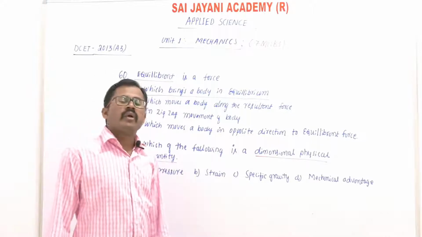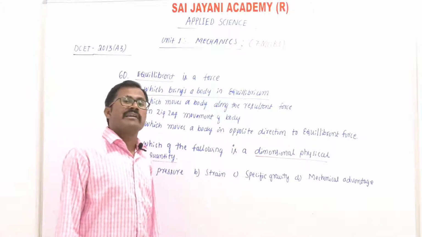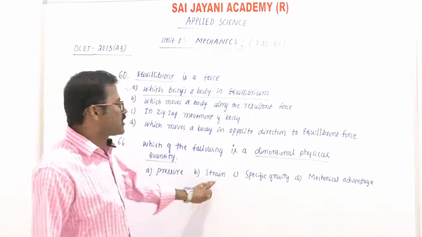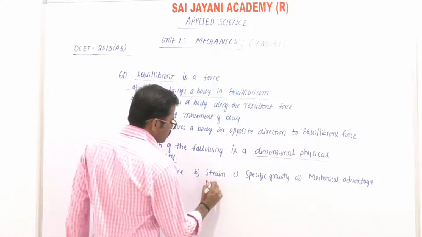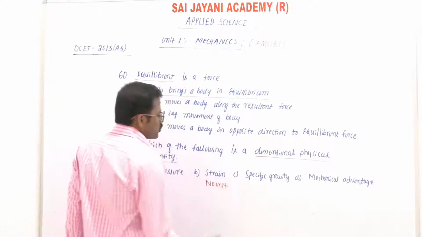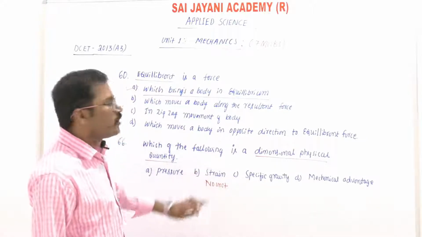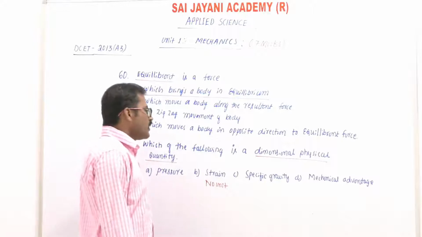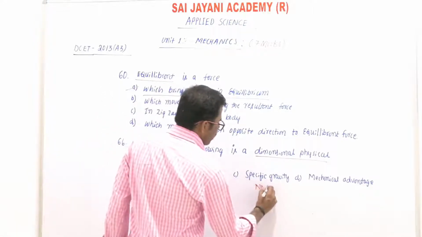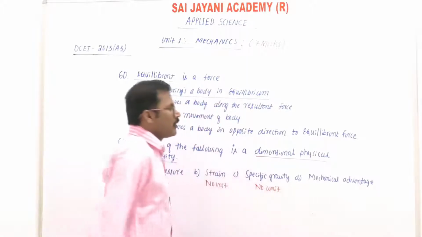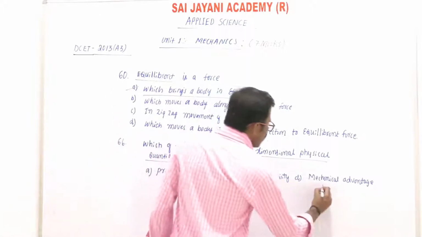So any quantity which has no unit is called a dimensionless physical quantity. Strain is dimensionless, so strain has no unit. Specific gravity has no unit. Mechanical advantage has no unit.